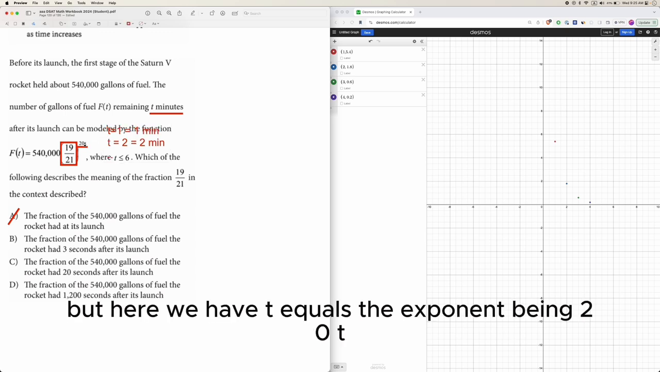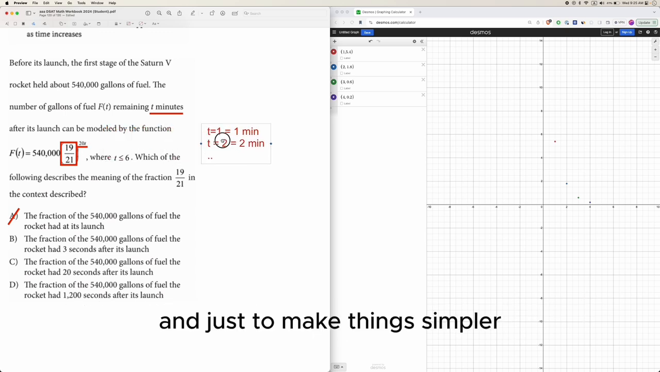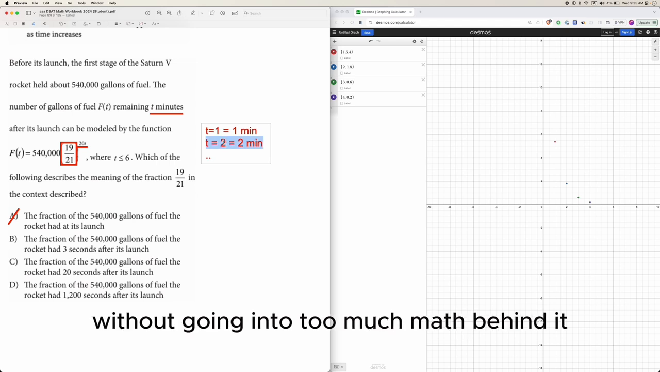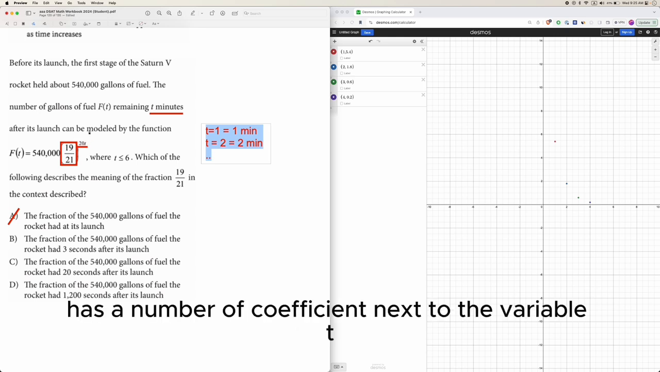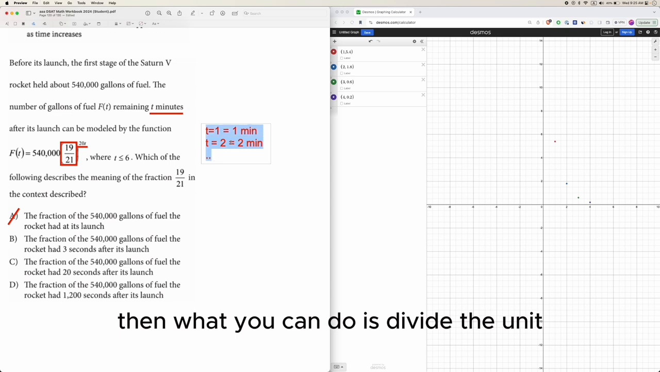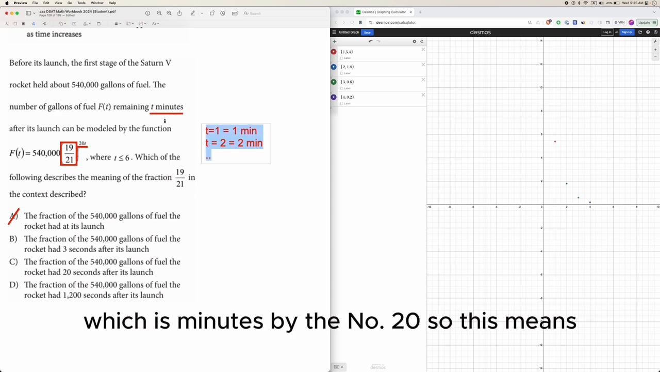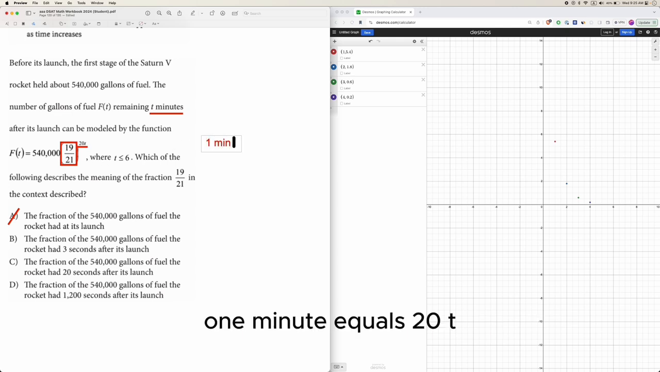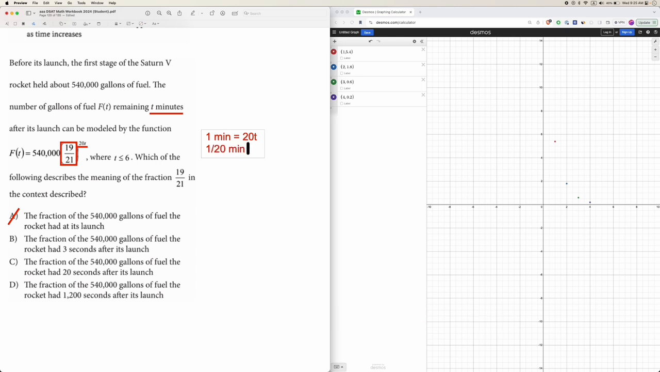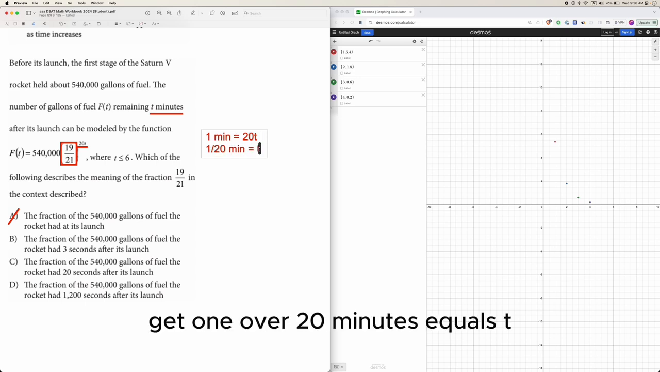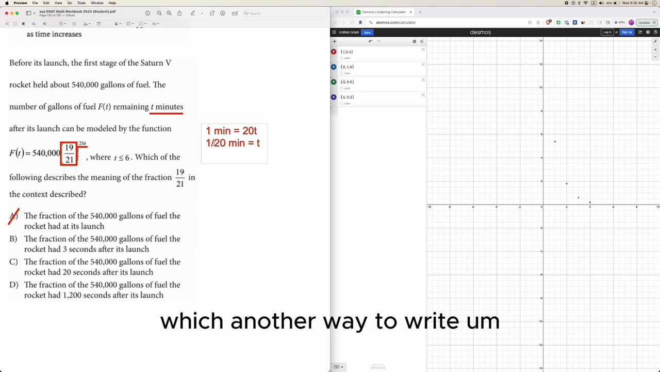But here the exponent is 20t. And just to make things simpler without going into too much math behind it, if the exponent has a coefficient next to the variable t, then what you can do is divide the unit, which is minutes, by the number 20. So this means 1 minute equals 20t. You can think of it that way. So divide this by 20, we get 1 over 20 minutes equals t.